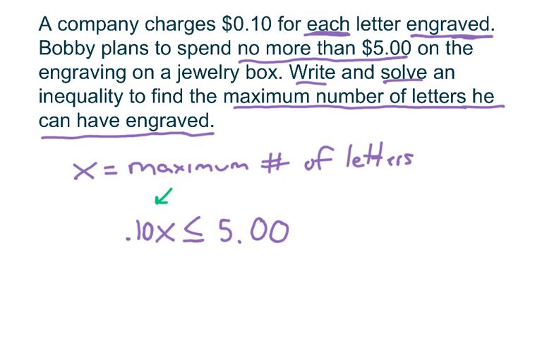Okay, so if I look at my inequality, the left side says 10 cents per letter, the 0.10 times x, and I'm saying that that amount has to be less than or it could be equal to $5. Now when I solve this inequality, this is a multiplication, so I'm going to divide both sides by 0.10.